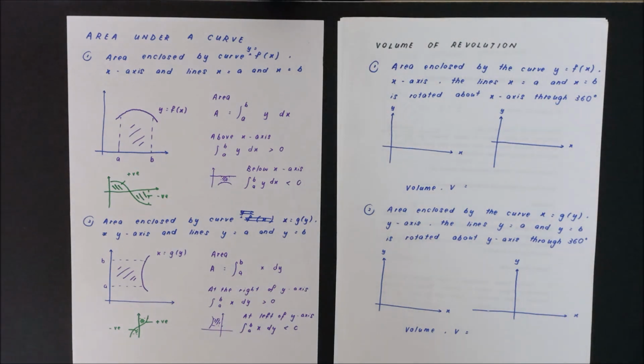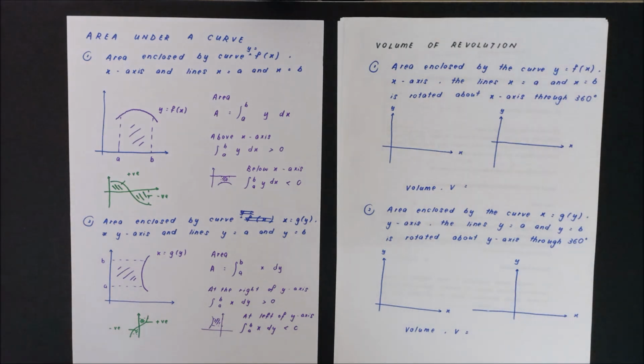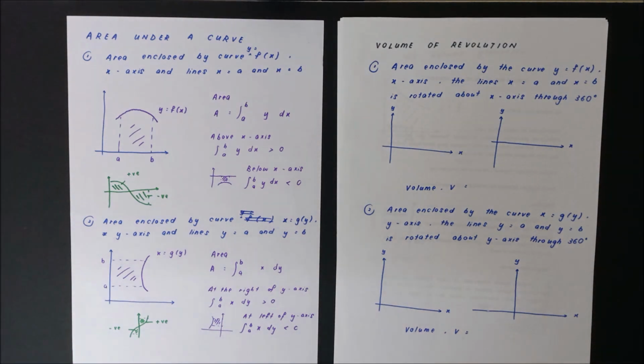Actually the concept is still the same, meaning you are going to check whether the area or the volume that you are finding is between the curve and the x-axis or the y-axis, and is rotated about the x-axis or the y-axis, to get your answer.